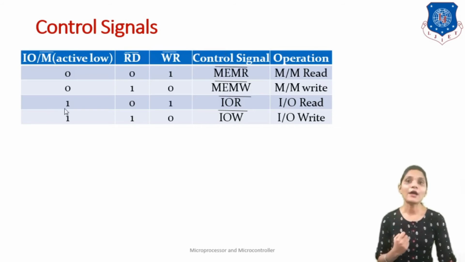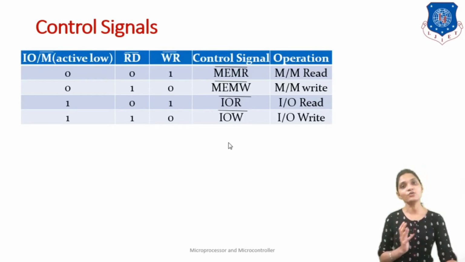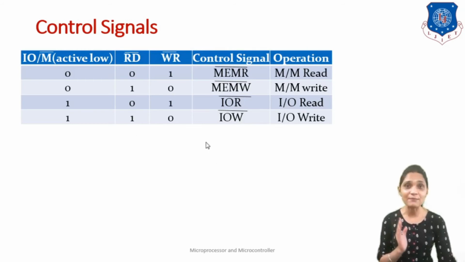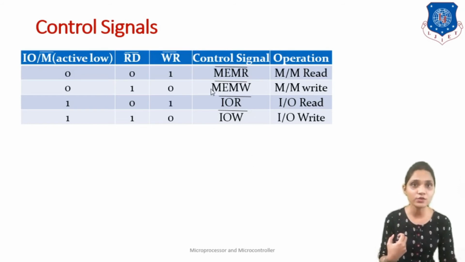Similarly, if you have IO comma M bar as 1, that means your task will be related to the IO device. Okay. And if RD bar is 0, that is your control signal generated is RD bar, then that means you are doing the IO read task. And if WR bar is 0, then you are doing the IO write operation. Okay, so this is basically how you can generate the control signal for reading the memory, writing the data into memory, reading data from the IO device, or writing data into IO device. This is your control signal.